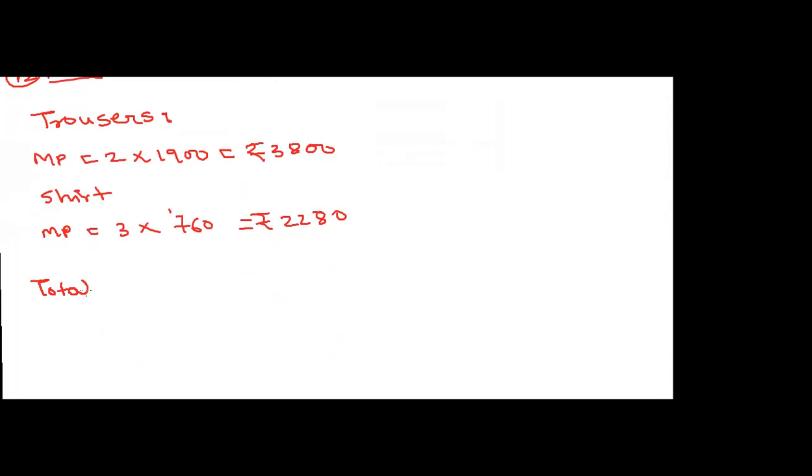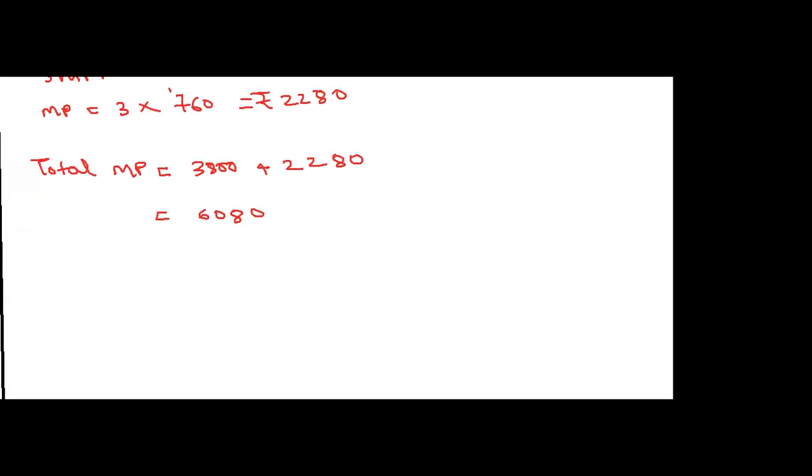For the total mark price, someone can calculate the 20% discount of these and the 20% discount of these, and then add it. But I'm just taking direct steps. I'm calculating the total mark price, because on the final bill also you can calculate the 20% discount, and that will not make any difference. So the total mark price will become 3,800 plus 2,280. If we add these, 38 plus 22 is 60, and then 80, so 6080, isn't it?